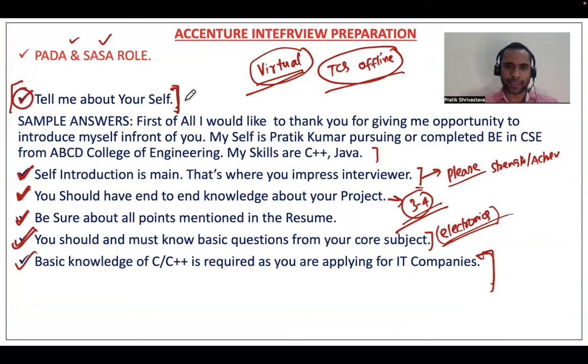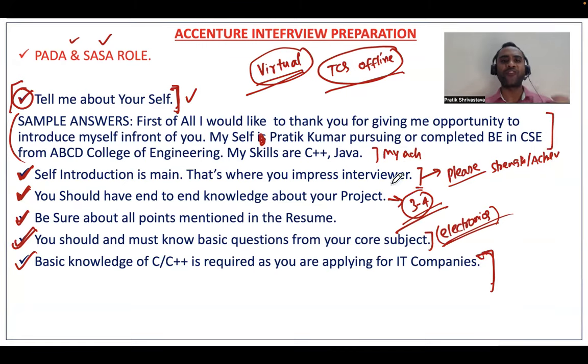So when they ask, tell me about yourself, your sample answer should be: Sir, first of all, I would like to thank you for giving me the opportunity to introduce myself in front of you. My name is Pratik Kumar. If you are a 2024 batch graduate, then definitely you are pursuing it right now. So, myself Pratik Kumar, pursuing or completed BE in computer science and engineering from Oxford College of Engineering. My skills are C++, Java. My achievements are this. Or if you have done something different, right? Basically in your self introduction, you are going to showcase yourself.